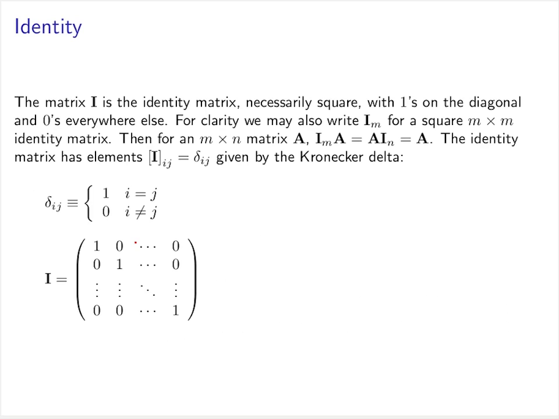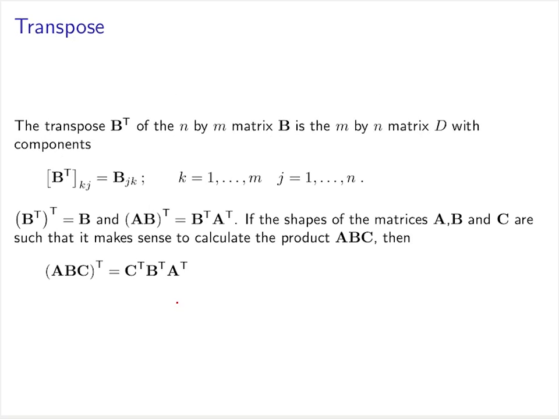A very simple matrix is the identity matrix, which is simply the matrix with ones on its diagonal and zeros everywhere else. The transpose of a matrix is simply switching rows and columns. So the kj-th element of B transposed is simply the jk-th element of B. And see, if you transpose twice, you get B back.